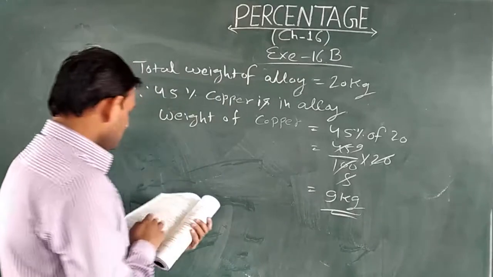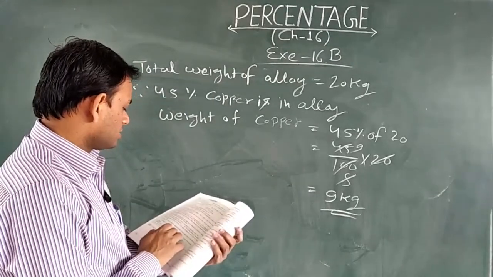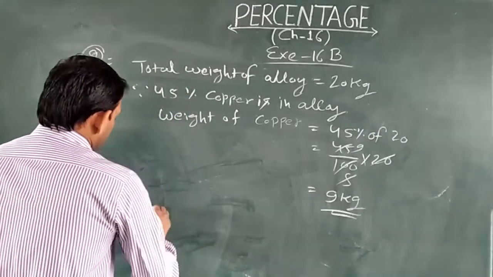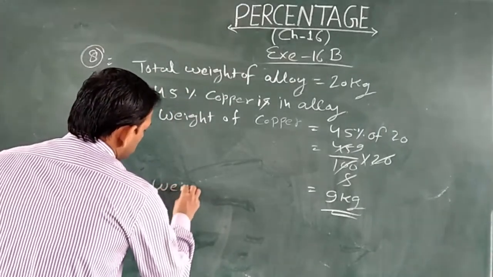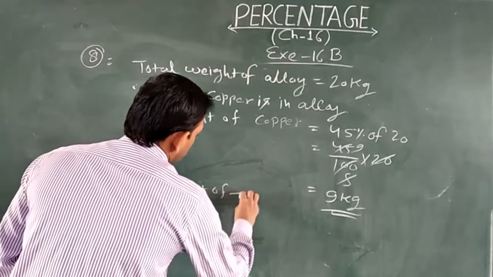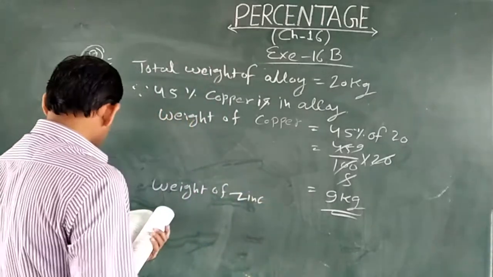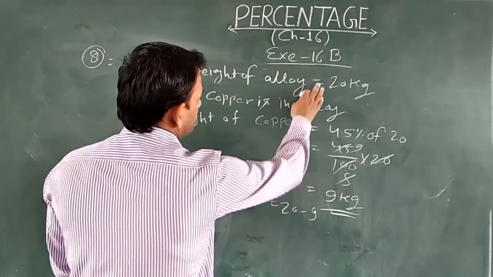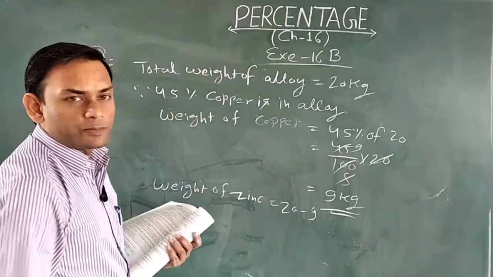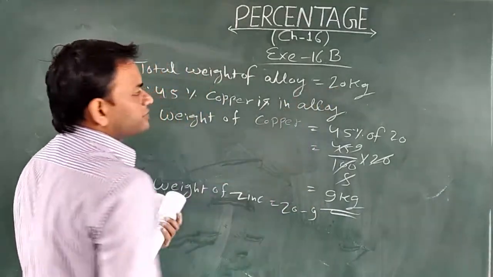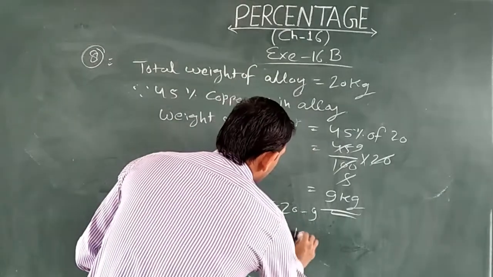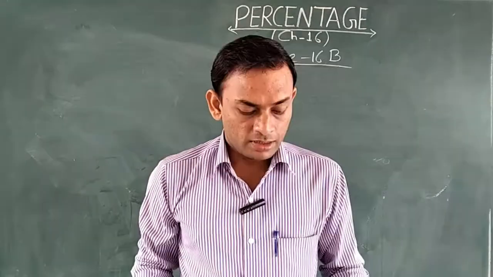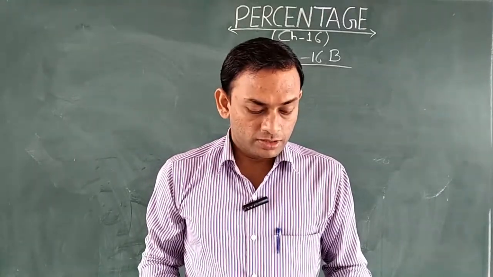Now you have to find the weight of the zinc. So the weight of zinc is equal to 20 minus 9. You will just subtract 9 kg, which is the weight of the copper, from the total weight of the alloy, and you will get 11 kg. Means this is the weight of the zinc. Got it?